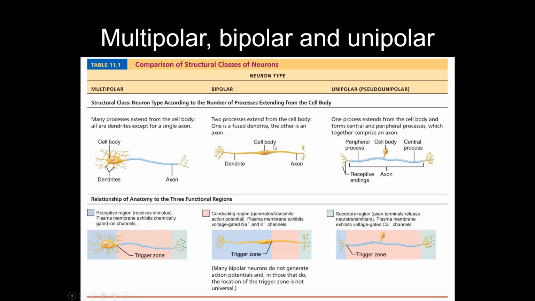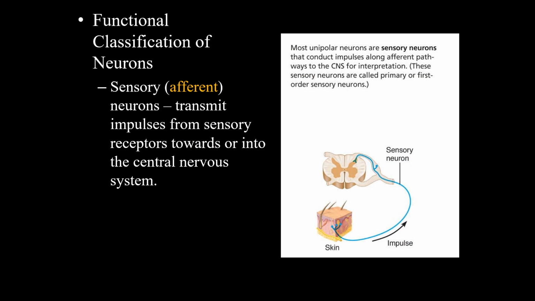Bipolar are relatively rare. You can find those in some of your special sensory organs, like the retina in the eye has some bipolar neurons. And then unipolar, you can find those in like the dorsal root ganglia, and they tend to have a sensory function. In terms of the 2 different types of neurons that you have next, it's really just a directional thing.